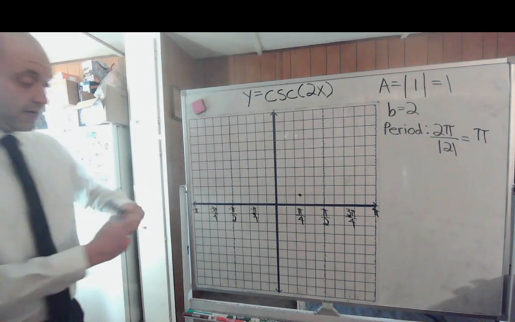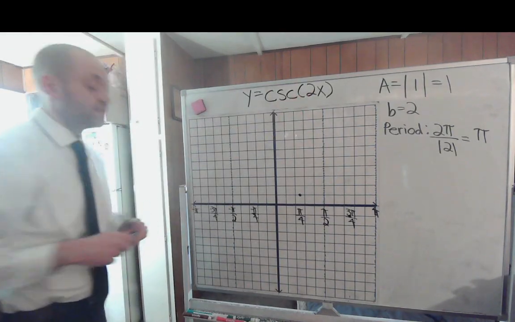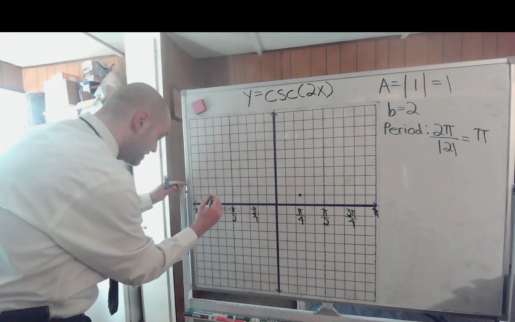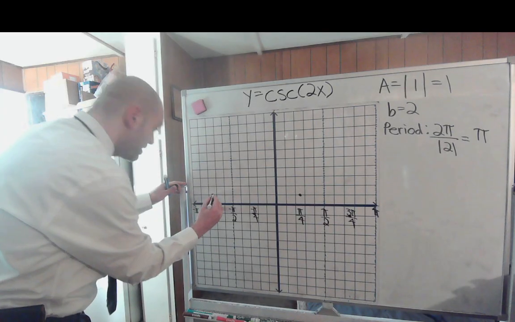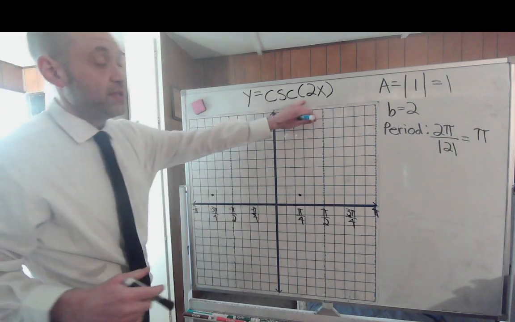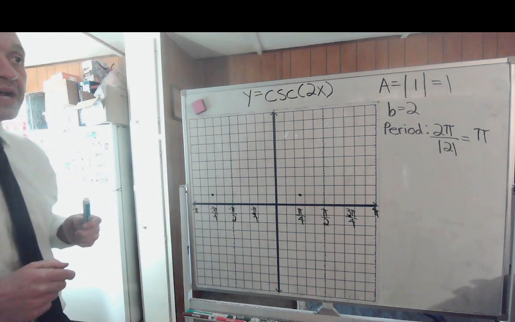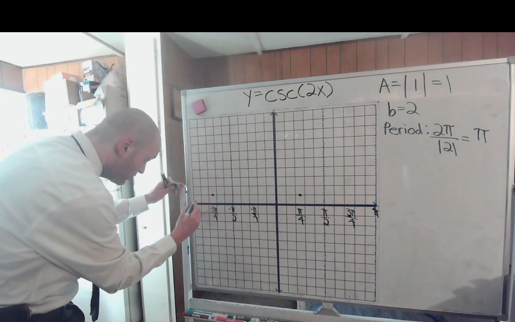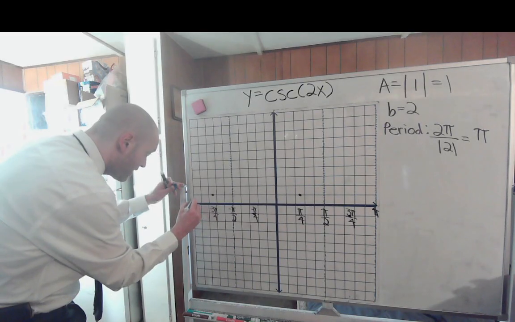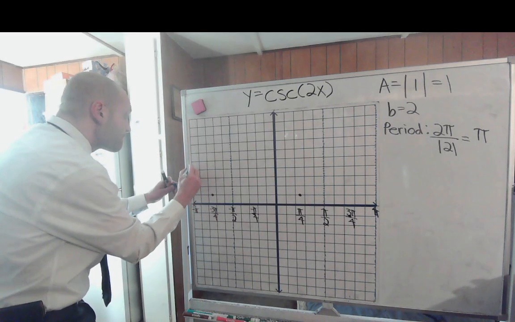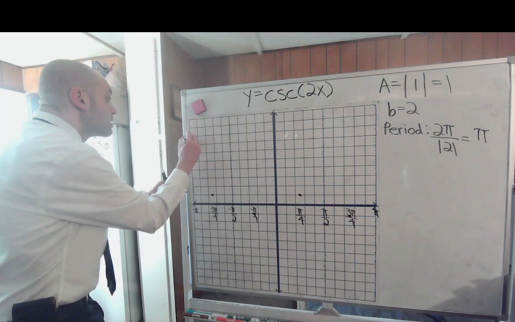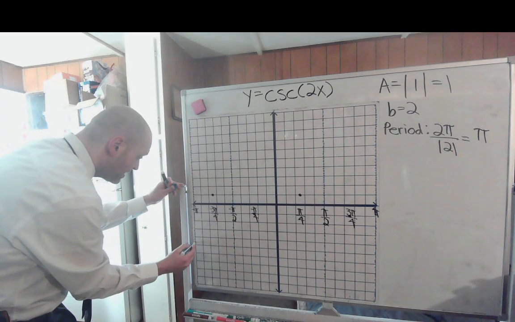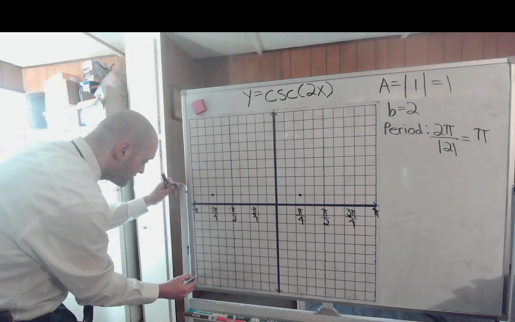Now, negative 3 pi over 4 would give me the cosecant of negative 3 pi over 2, which would be positive 1. So that's going to come up here. And then if I put in negative pi, that would give me the cosecant of negative 2 pi, which would be undefined. So we actually have an asymptote once again at negative pi. These asymptotes are also nice because they help guide the shape of your curves.